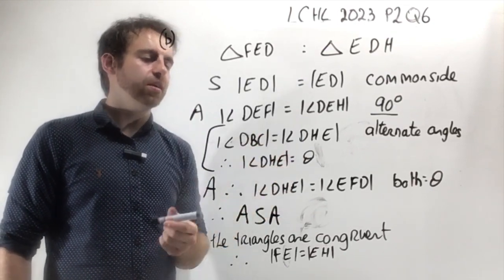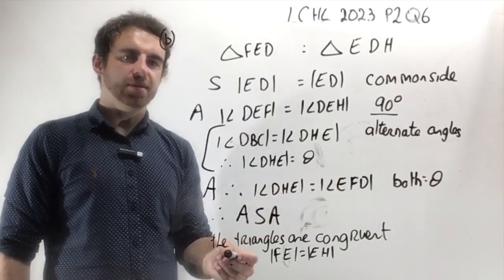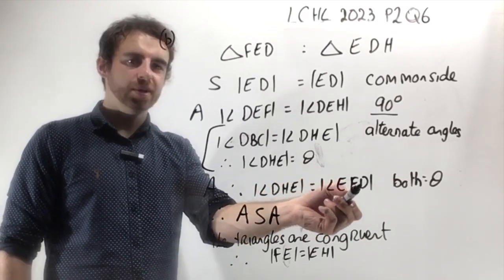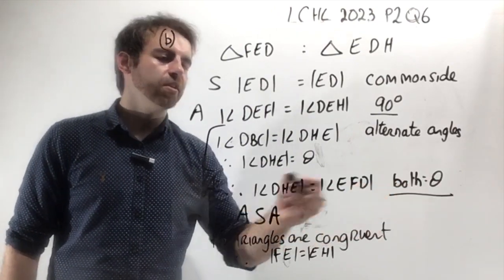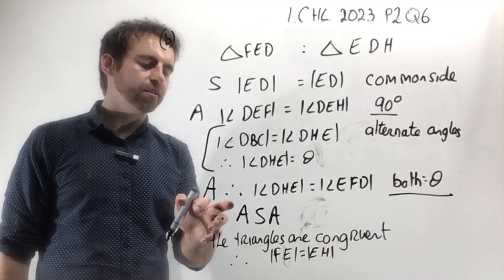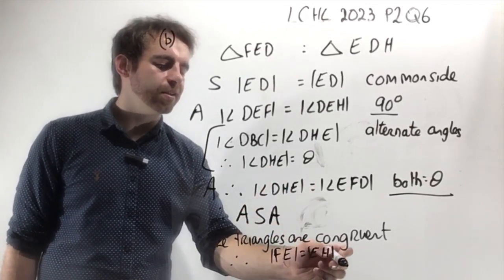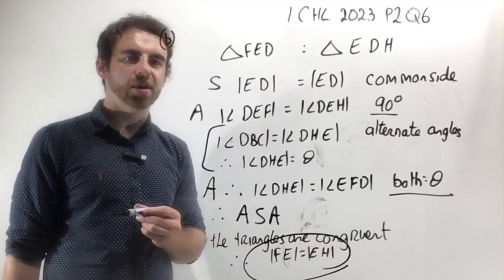And since that angle equals theta, we can say the angle DHE equals the angle EFD, because this was labeled in the diagram as being equal to theta. And my justification there is that they're both theta. So we've A, we've S, we've A, that's our three things. We can conclude the triangles are congruent, which means that the side FE must be equal to the side EH.